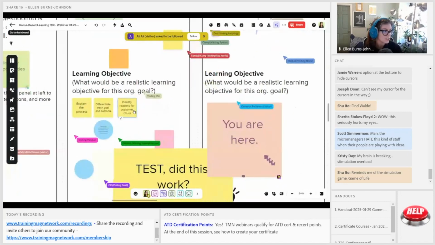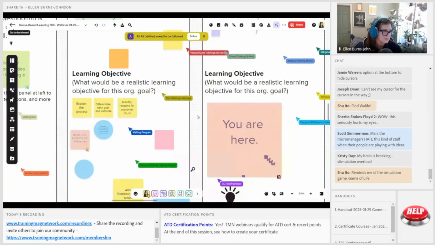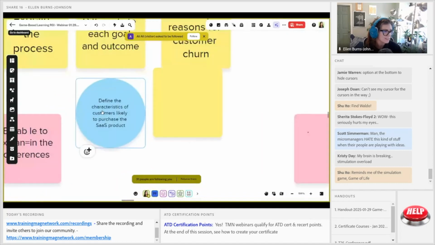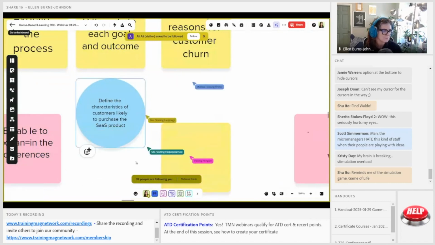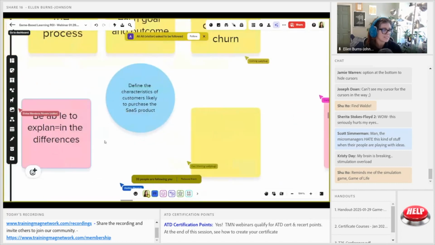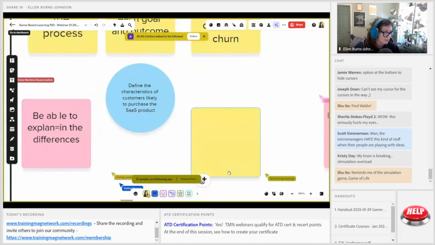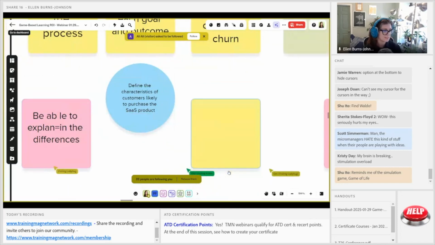Identify reasons for customer churn. Oh, that's fascinating. I'm going to zoom way in on this blue one here. Define the characteristics of customers likely to purchase the product, right? So who are your target customers? I really like that. Be able to explain the differences between your product and a competitor's product. I like that a lot.